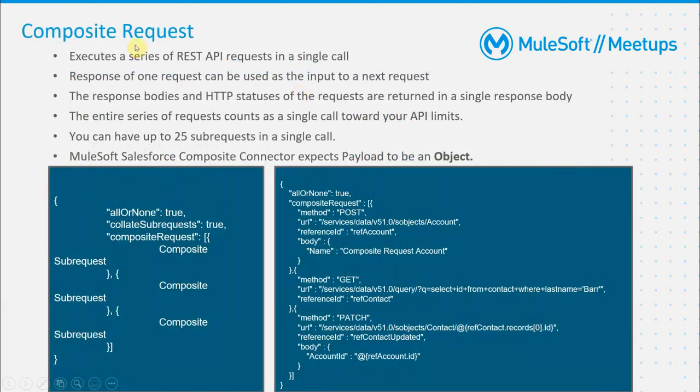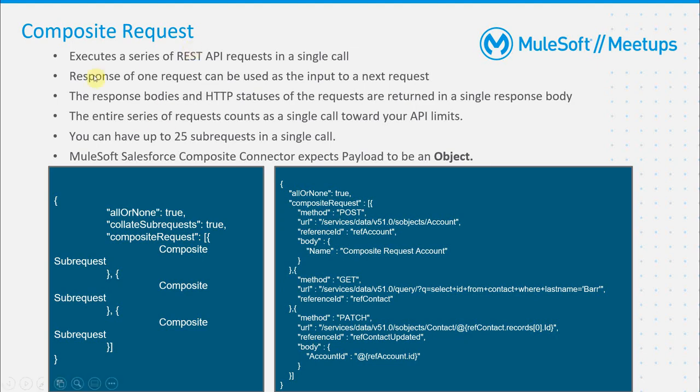Let's talk about the first one, which is composite request. We'll go one by one. So what essentially does composite request mean? First thing it says: executes a series of REST API requests in a single call. Single call as in you provide the desired number of sub requests inside it, and it will be a single API call itself. And when I say desired number of sub requests, it again has some limit.